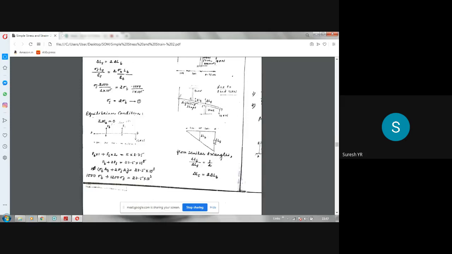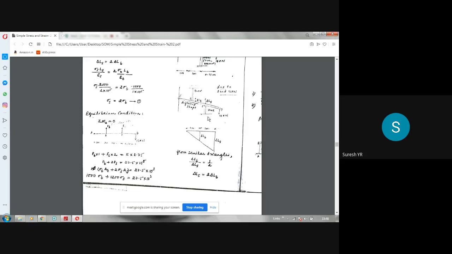Respective sides are proportional to each other. So delta LB divided by delta LS will be equal to 1 divided by 2. So that means your delta LS is 2 times delta LB. So it will be exactly 2 times. So both are not equal here.